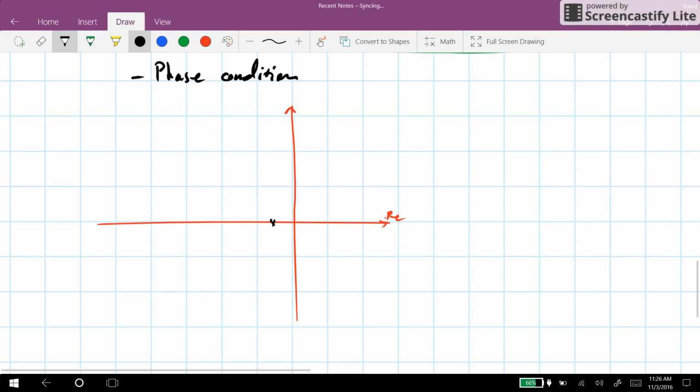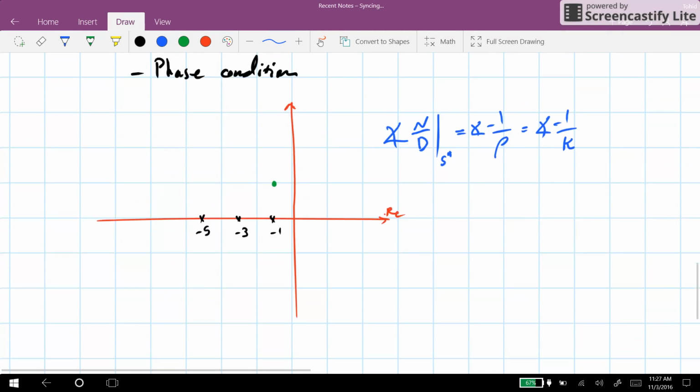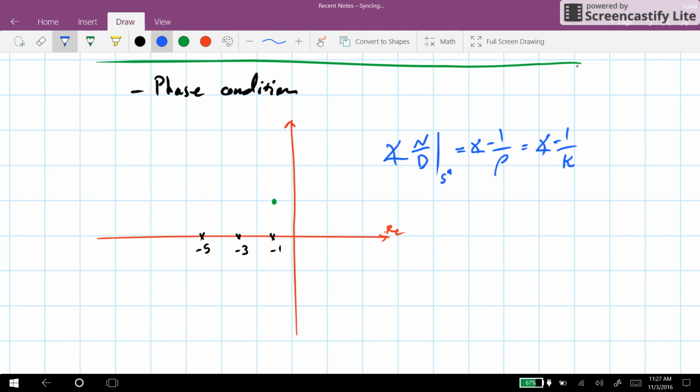So we have poles at -1, -3, and -5, and our test point is this point. We have the angle condition given as the phase of n over d evaluated at s star should be equal to the phase of -1 over rho. In our example, it's equal to -1 over k. And since we already know that k is bigger than 0, here we will have minus pi.